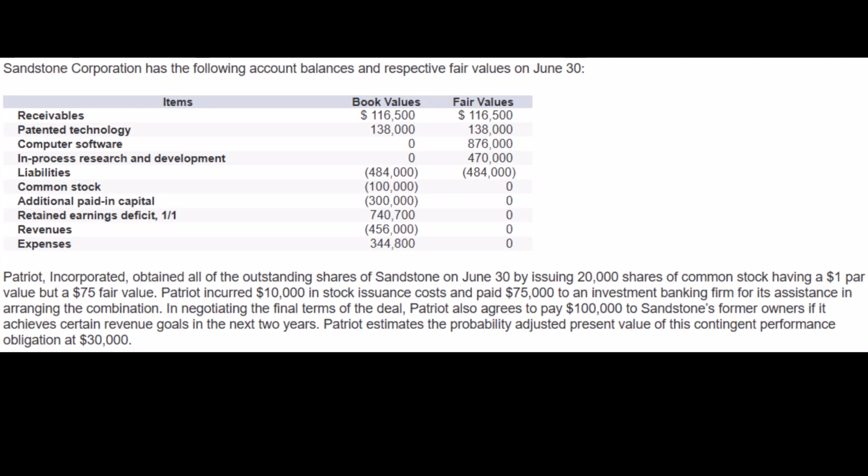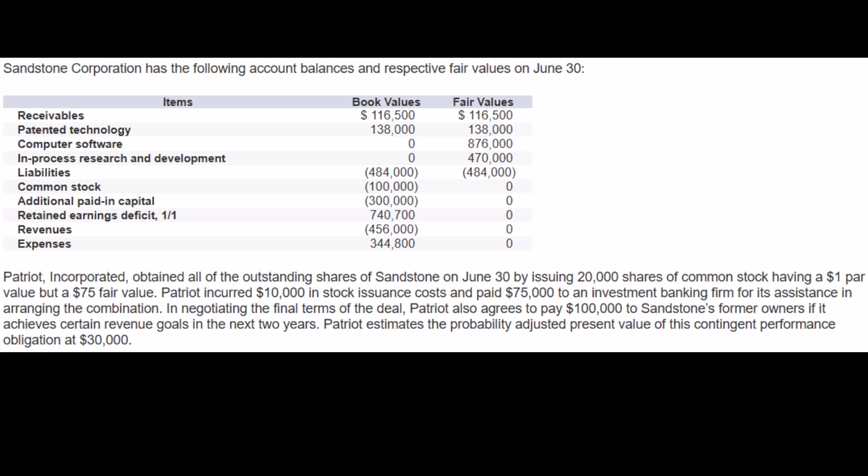Alright class, let's take a closer look at the facts of the case. We have Patriot Corporation acquiring all the shares of Sandstone. The first step in any business combination problem is to figure out exactly what the acquirer, in this case Patriot, is giving up to make the deal happen. This is called the consideration transferred.